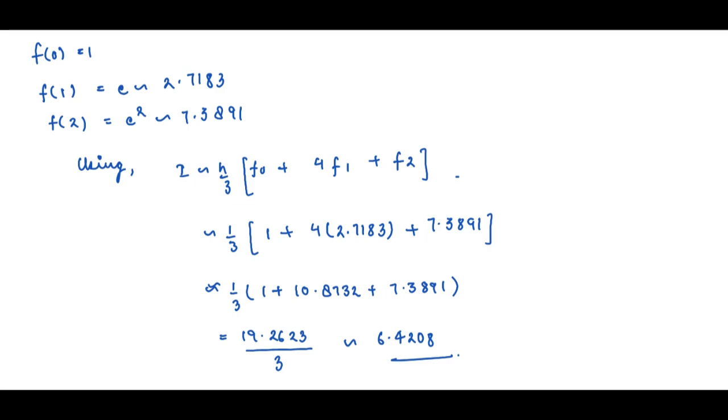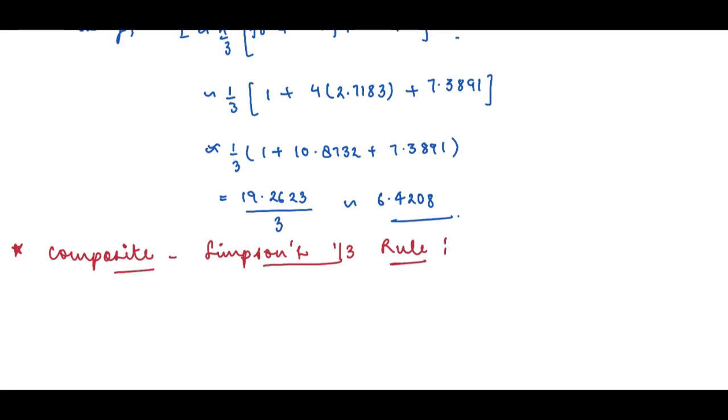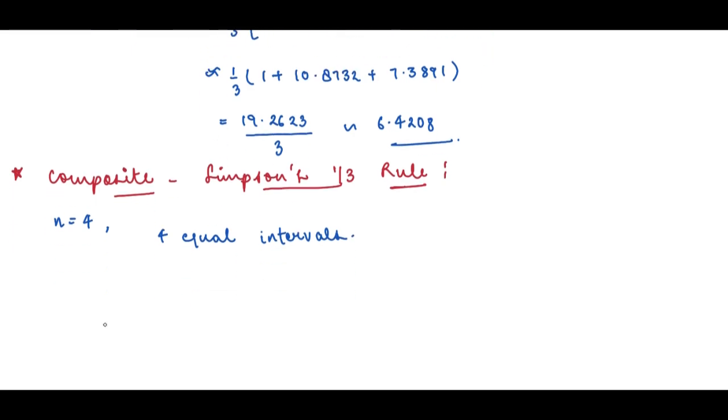Now suppose we have more than two subintervals, then what? For example, we have n equals 4, and we can divide the entire interval into 4 equal parts and apply the Simpson's one-third rule over each pair of subintervals. And that gives you the composite Simpson's one-third rule. The formula becomes h by 3 times f0 plus 4 times f1 plus 2 times f2 plus 4 times f3 plus 2 times f4.